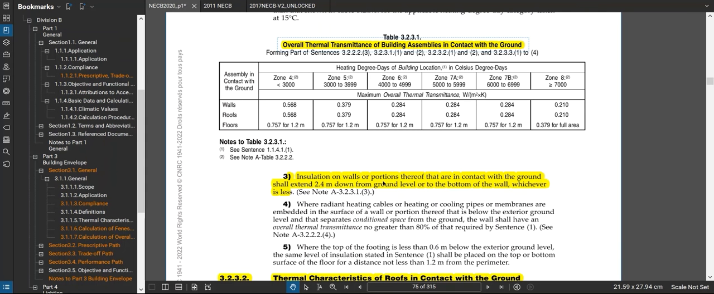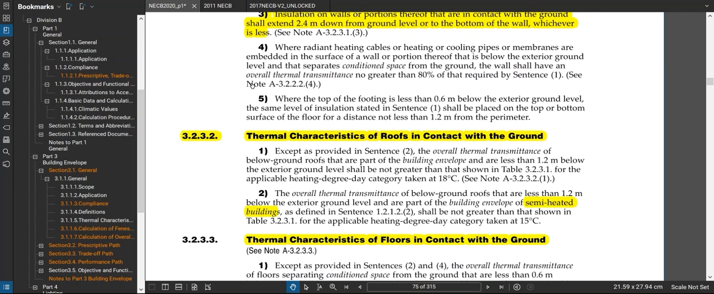And something else I'll just point out here is that the insulation only needs to go down so far. So that's in sentence 3. Next, 3232 is talking about the thermal characteristics of roofs in contact with the ground when that roof is less than 1.2 meters below the exterior ground level.